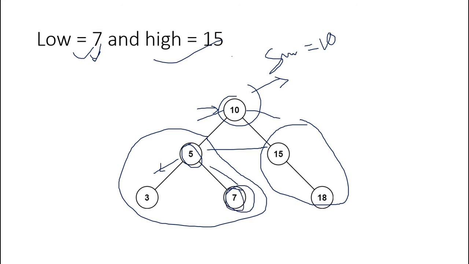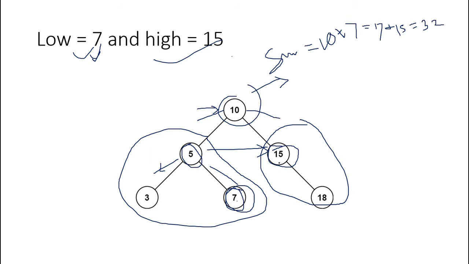Now 7 is in between the range of 7 and 15, itself included. So we will just add it. So our sum is now 10 plus 7, which is equal to 17. Now in the right subtree, our pointer will come here and we'll check 15, and 15 is in range, so we'll also add 15. When we add 15, we get the sum value 32.